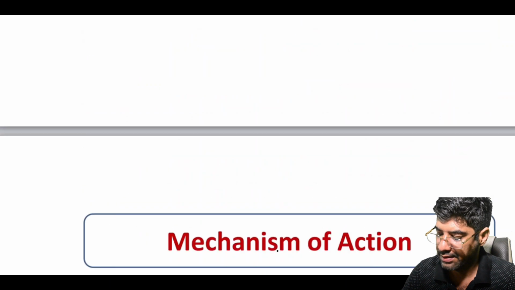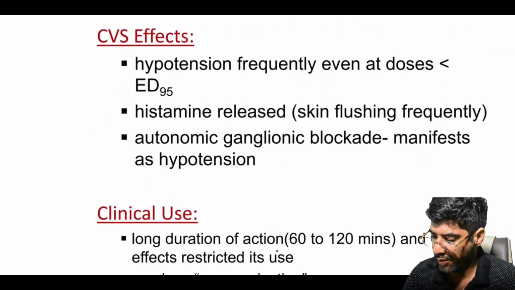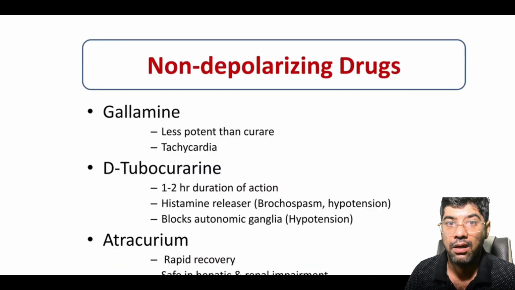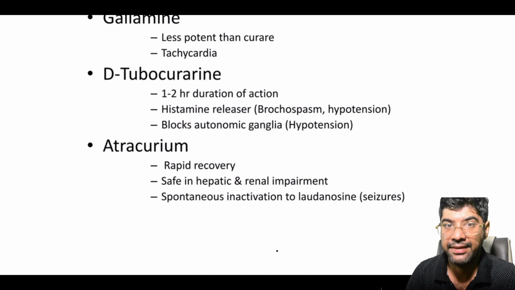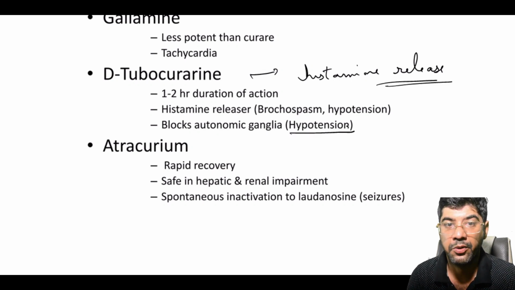D-tubocurarine causes histamine release from the mast cells, leading to side effects like hypotension, flushing, bronchospasm, and increased respiratory secretion. This is due to its bulky cationic structure, not an immune response.